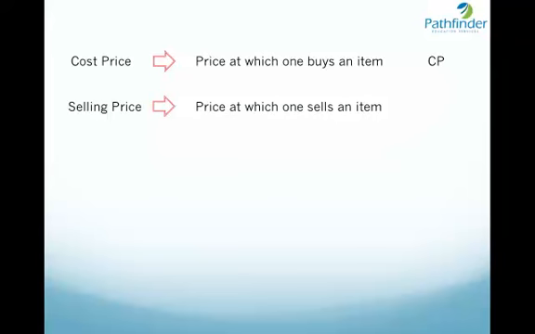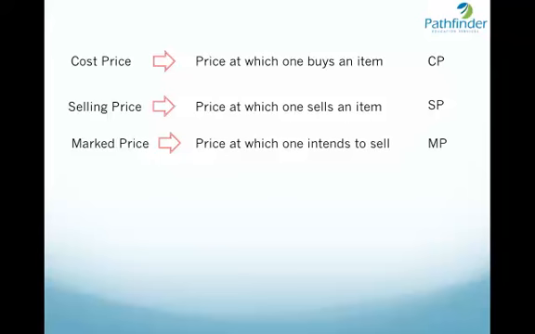First, cost price is the price at which someone buys an item, represented as CP throughout this session. Selling price is the price at which someone sells an item, represented as SP. Mark price is the price at which someone intends to sell and is represented by MP. Now remember, a person may or may not be able to sell at the mark price. So he might be able to sell at a discount on his mark price, or in some cases, when the goods are in high demand, he might be able to sell at a premium over the mark price.